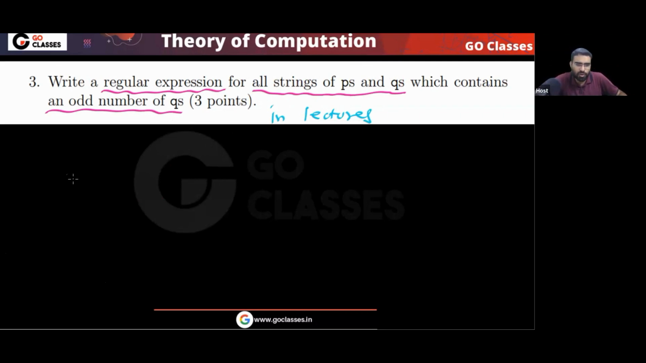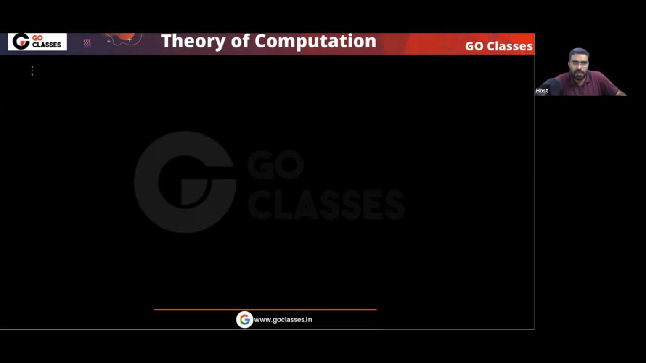See, even number of q's is very easy. Your alphabet is p, q. Now, containing an even number of q's is quite easy, much easier.